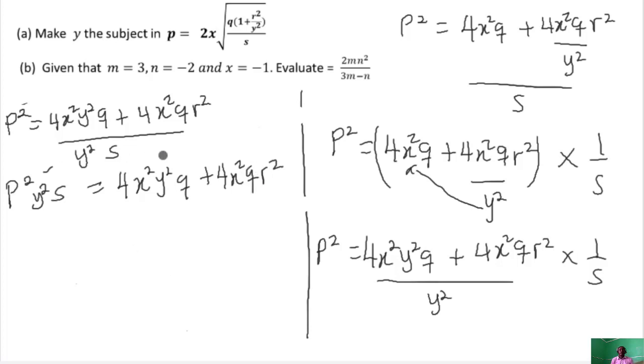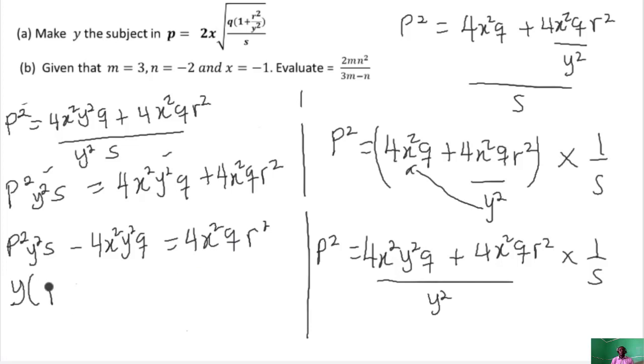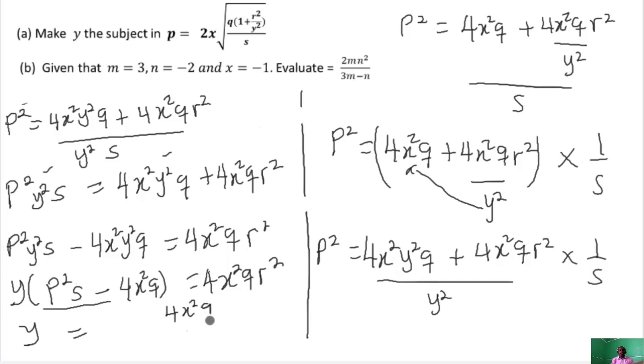So you group the ones with y, so p square y square s minus 4s square y square q is equal to 4s square q r square. So we factor y out, making y times p square s minus 4s square q equal to 4s square q r square. So you divide both sides by the number behind the y, which is the whole of this. So our y will now be 4s square q r square over p square s minus 4s square q.